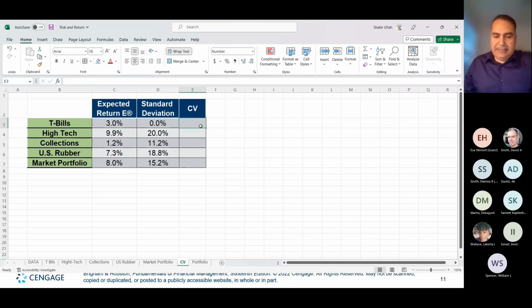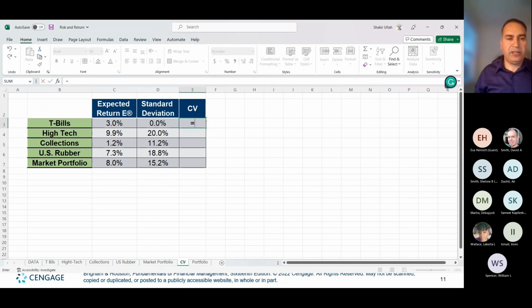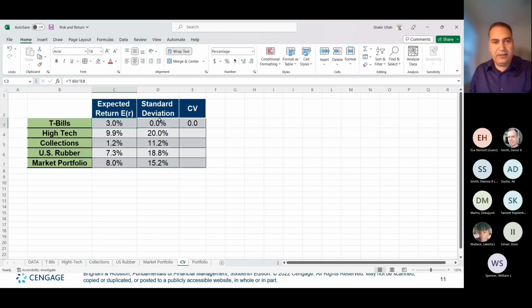So what do we do here? I have both the numbers. I take the standard deviation and divide it by the expected return of that asset. By the way, it changed it for me, because that R within the parenthesis is short for the registered symbol. So sometimes it does that. And I can simply drag this down. Okay. And now it makes a lot more sense.